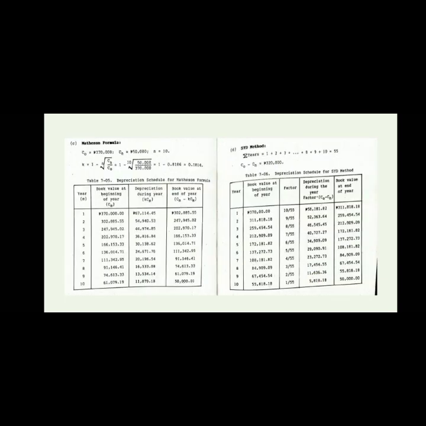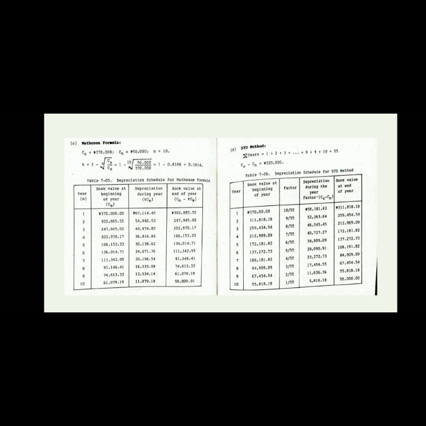So for the Matheson formula, here is the given. We are going to solve for K. K is equal to 1 minus the nth root of C sub n over C sub O, is equal to 1 minus the 10th root of 50,000 over 370,000, is equal to 1 minus 0.8186, is equal to 0.1814. So that is K, 0.1814.